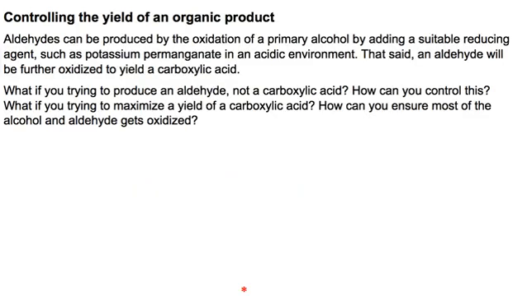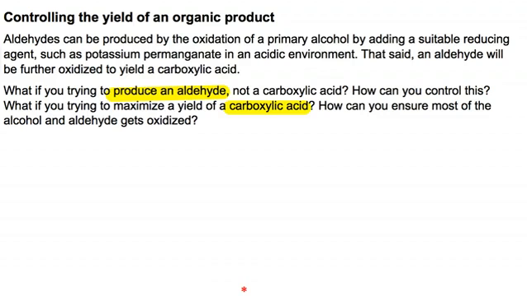Now, one thing you want to be able to do is control the product, control the yield of the product. So as I've just pointed out, aldehydes can be produced from the oxidation of a primary alcohol. But if you leave that aldehyde in the reaction mixture, it's going to be further oxidized to yield carboxylic acid. But what if all you want is an aldehyde? You don't want any carboxylic acid. How are you going to control this? What if you want carboxylic acid? You want to make sure all of the aldehyde gets oxidized. How are you going to do that?